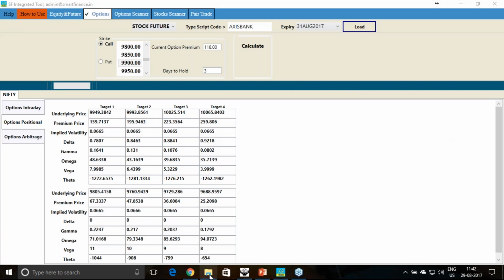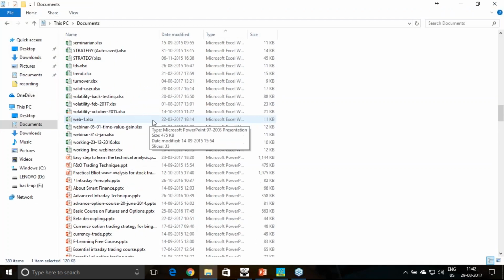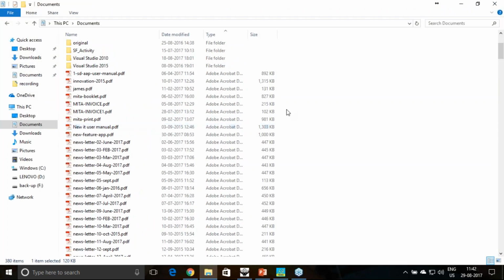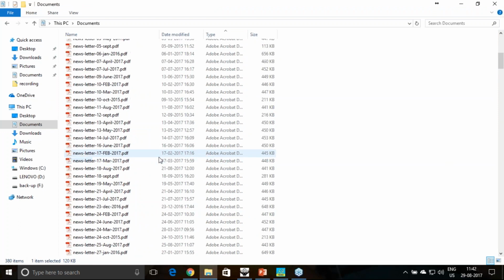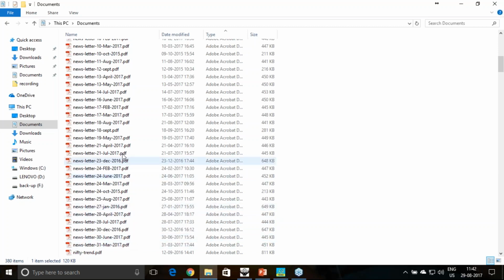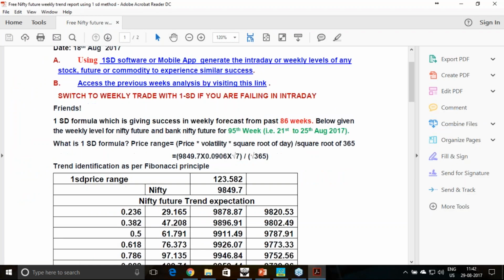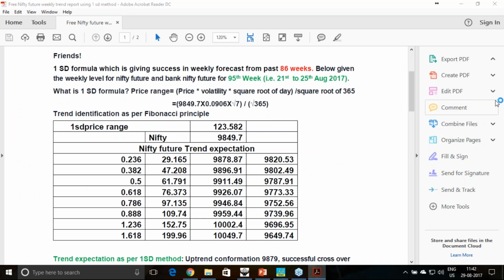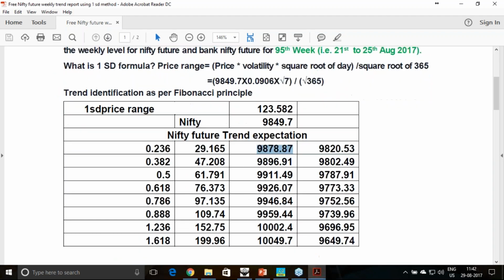You can also create the weekly trends, and based on that you can choose the strikes. Suppose you look into the weekly trend generated on 18th August. Once this weekly trend gives you a breakout of the 9879 level, I'm thinking of buying a call option. You can generate these levels on Friday.